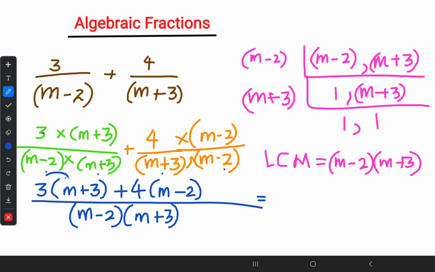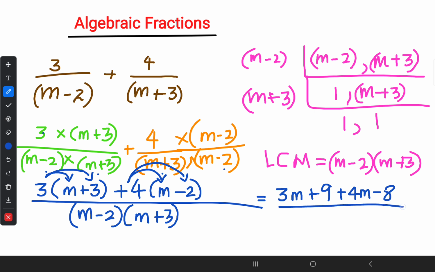We will expand this expression: 3 times m and 3 times positive 3, then 4 times m, 4 times minus 2. 3 times m is 3m, plus 3 times 3, 9. The next bracket should be expanded by using the number 4. 4 times m is 4m, minus 8. Below we have the denominator m minus 2 times m plus 3.